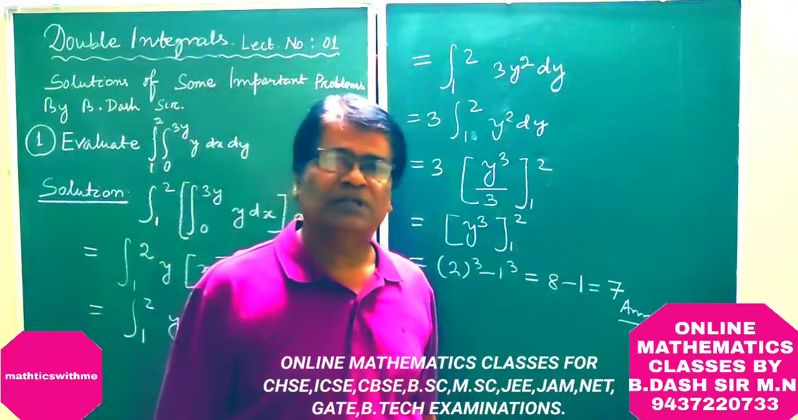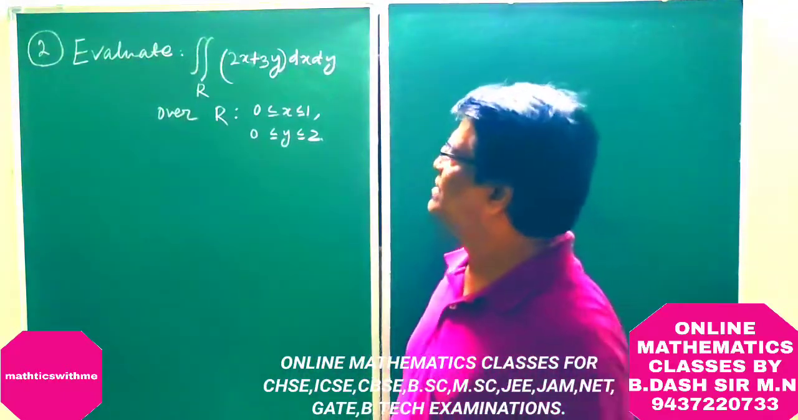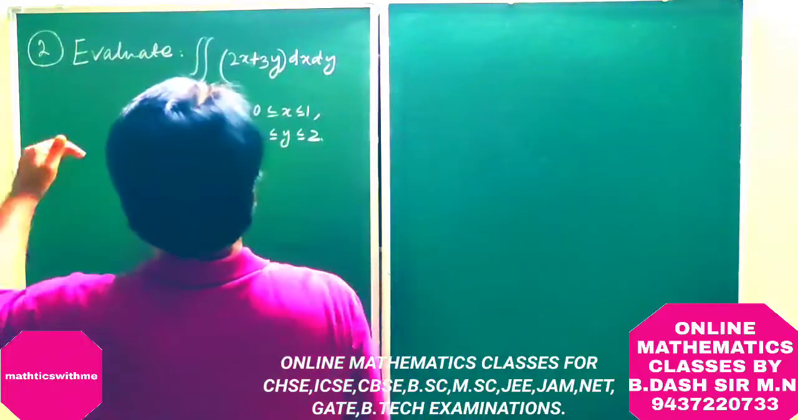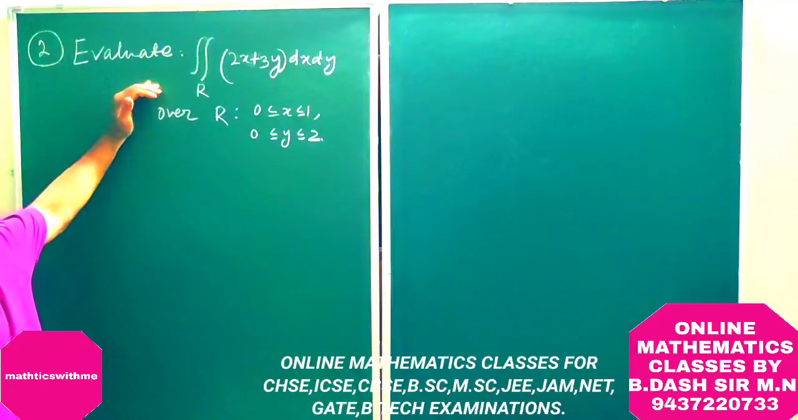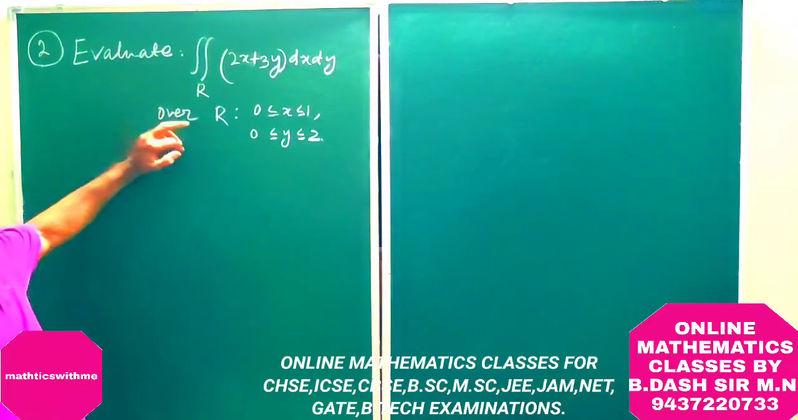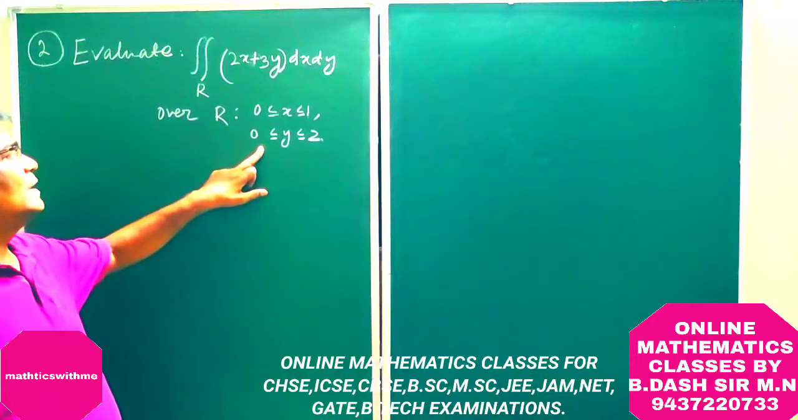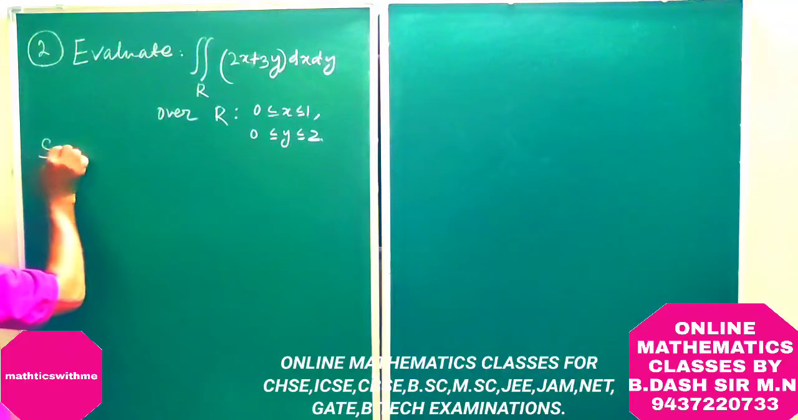Let us proceed to solve the next question. Our second question is: evaluate the double integral over R of (2x plus 3y) dx dy over R, where x ranges from 0 to 1, and y ranges from 0 to 2. Now, solution.